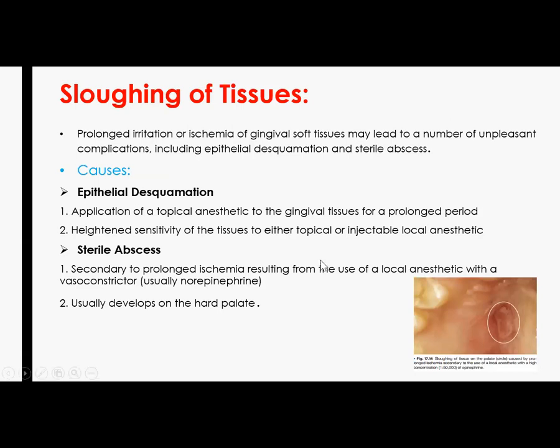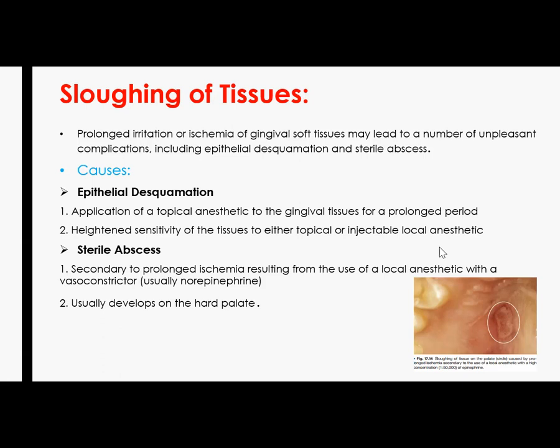Sloughing of tissue is a kind of ulceration, and this happens due to prolonged irritation or ischemia. What happens is there is epithelial desquamation. This is due to topical anesthesia being applied on the gingival tissue for a very long time. When you apply the topical anesthesia, it should not be applied for more than 20 to 30 seconds. But when you leave it there for a minute or two, the concentration of the local anesthetic and other chemicals in the topical anesthesia can irritate the mucosa and can cause death of the mucosal cells, and this will cause sloughing. The epithelium is completely removed.